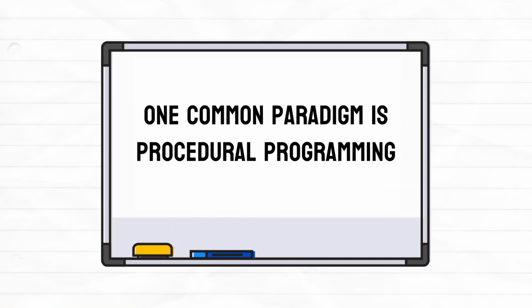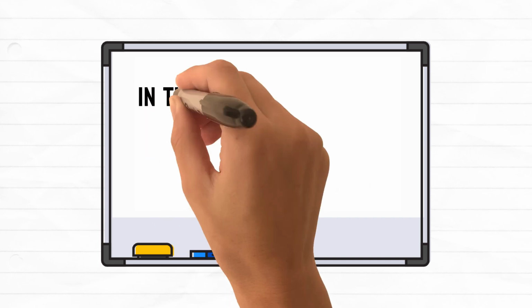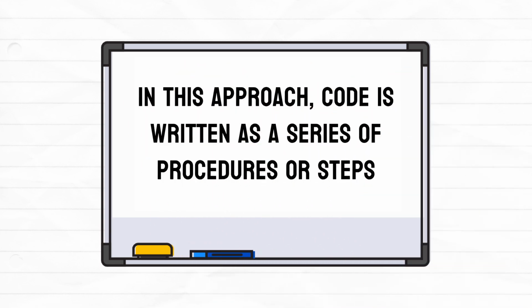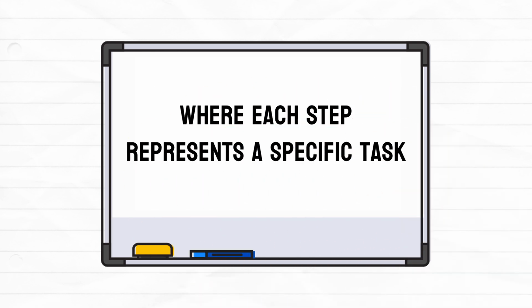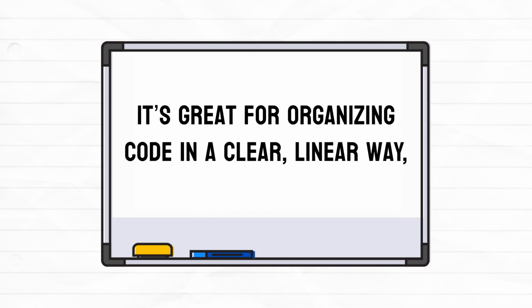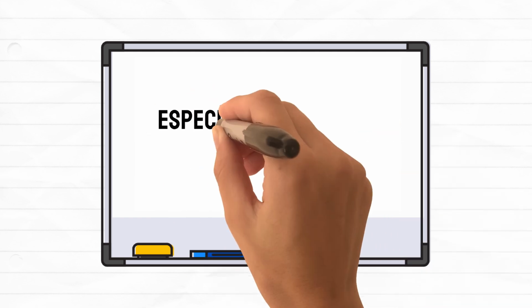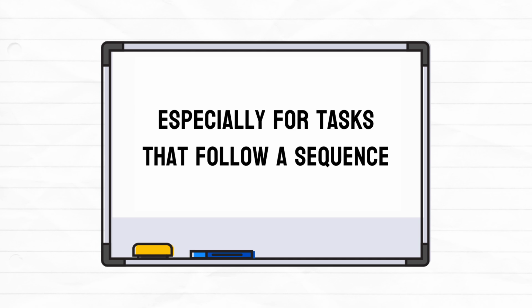One common paradigm is procedural programming. In this approach, code is written as a series of procedures or steps where each step represents a specific task. It's great for organizing code in a clear, linear way, especially for tasks that follow a sequence.